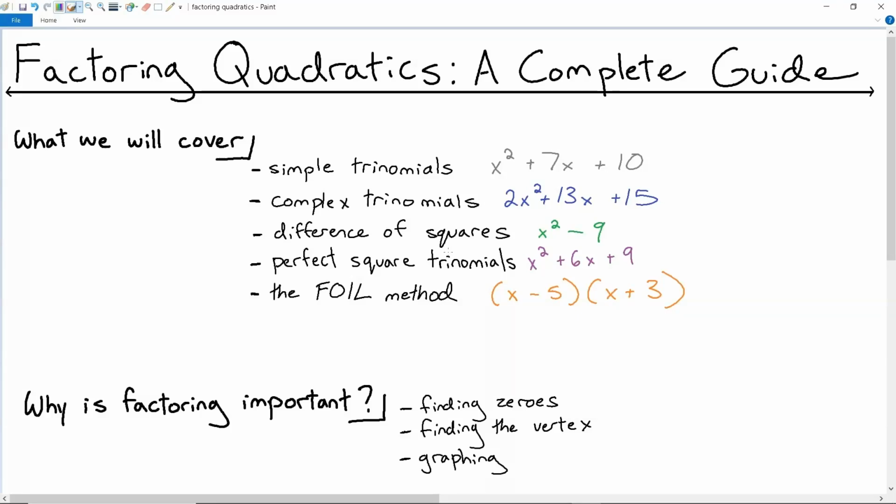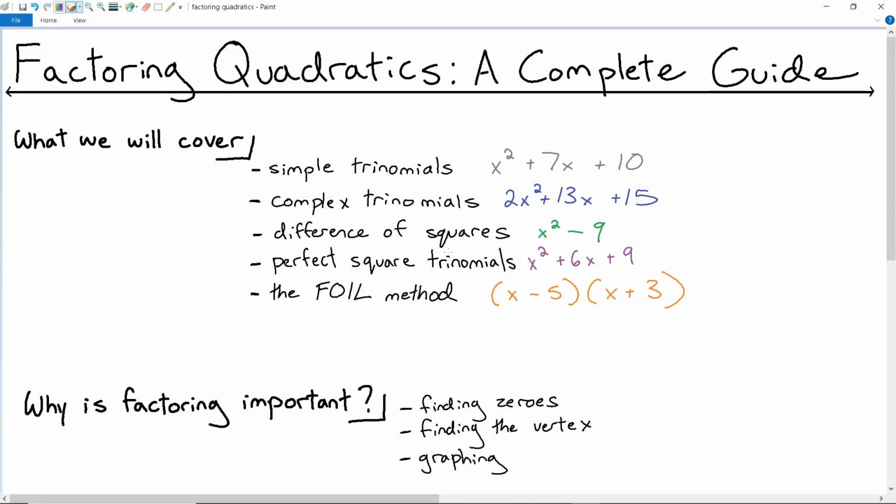Today is going to be a complete guide to factoring quadratics. Quadratics are a core part of high school math from probably grade 10 all the way up to grade 12. So you do really need to make sure that your factoring skills are at a good level, and especially how to deal with different kinds of quadratics, because depending on how they look in standard form, there are going to be different rules in terms of how we factor them. And that's exactly what we're going to cover.